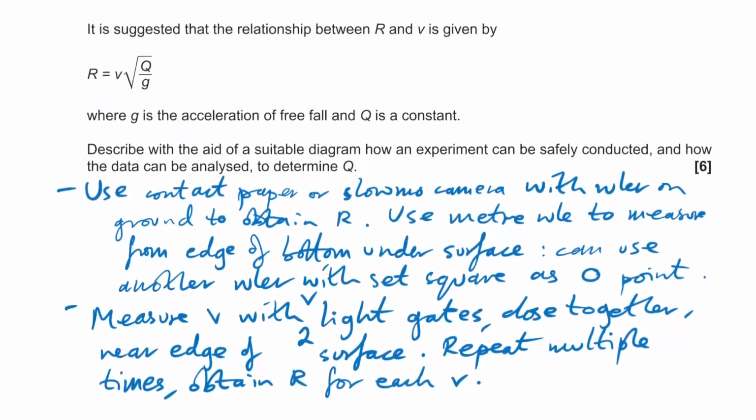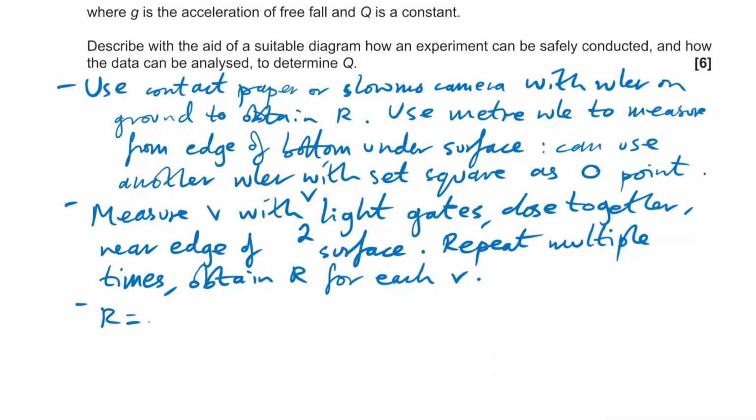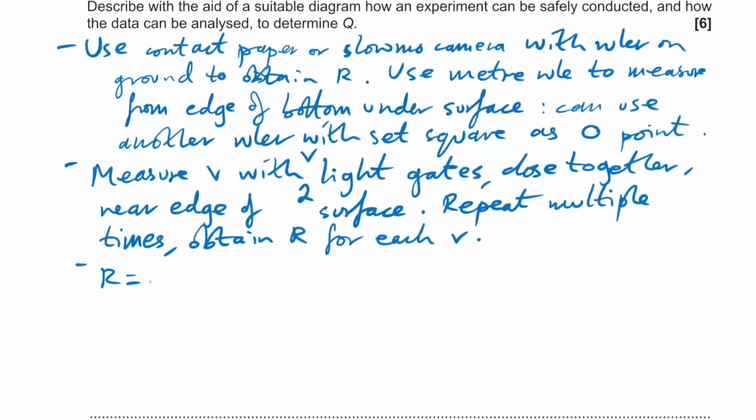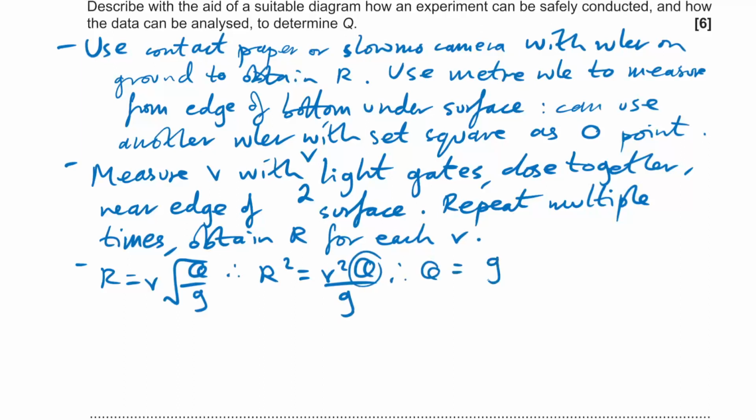Okay, let's have a look at our equation. R is equal to, what was it? V root Q over G. We're looking for Q, therefore R squared is equal to V squared times Q over G. Therefore Q is equal to G R squared over V squared. I guess there's no point doing that. We're just going to keep it as the square root, to be honest.